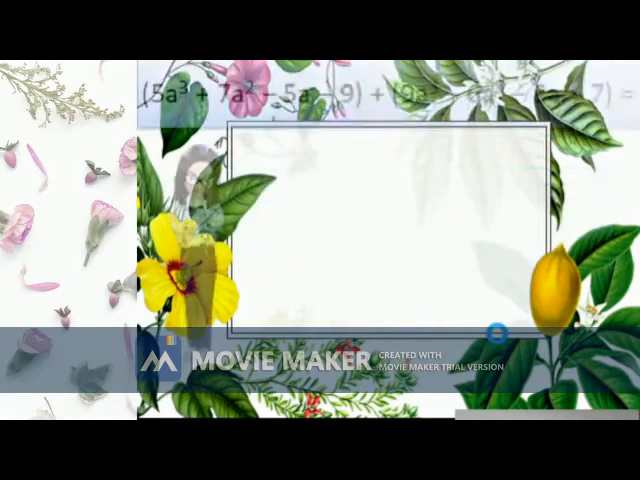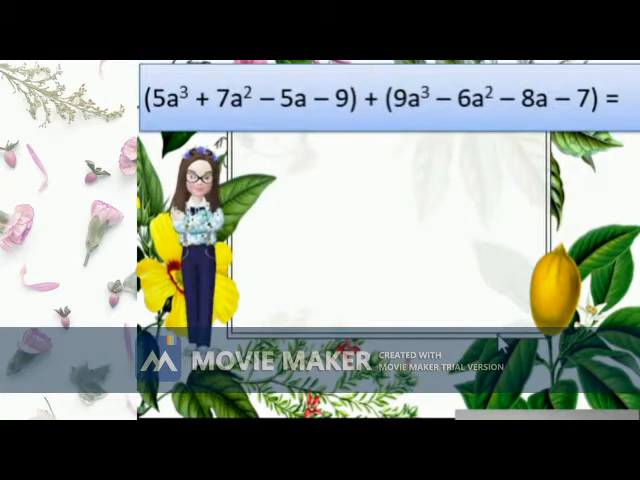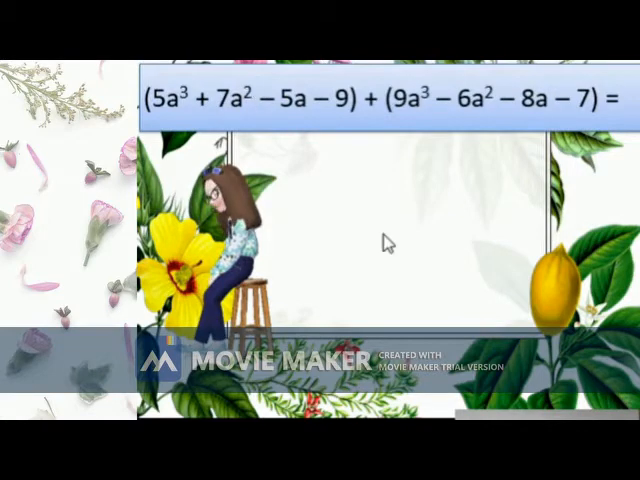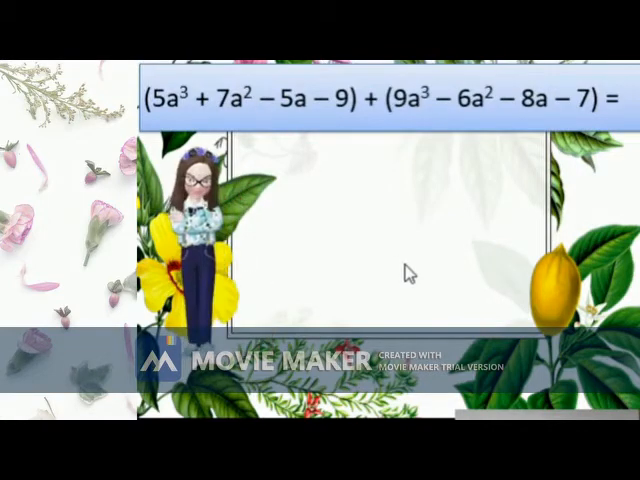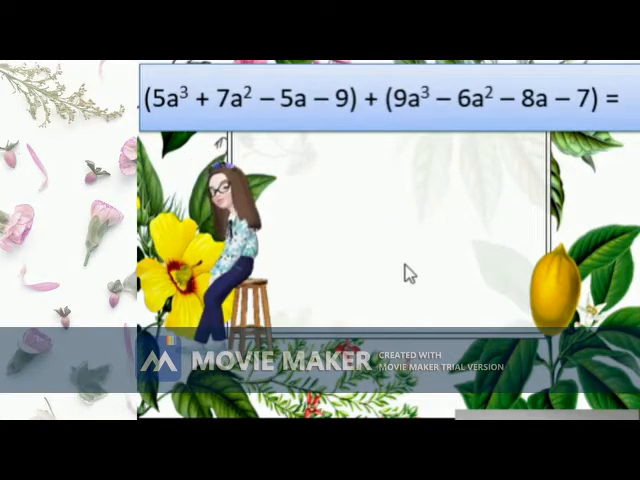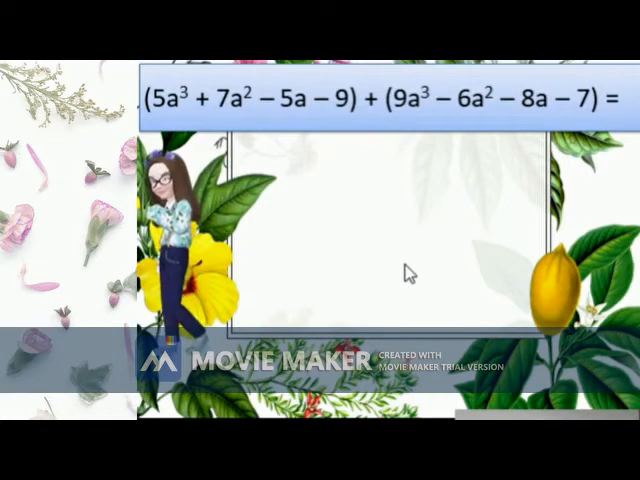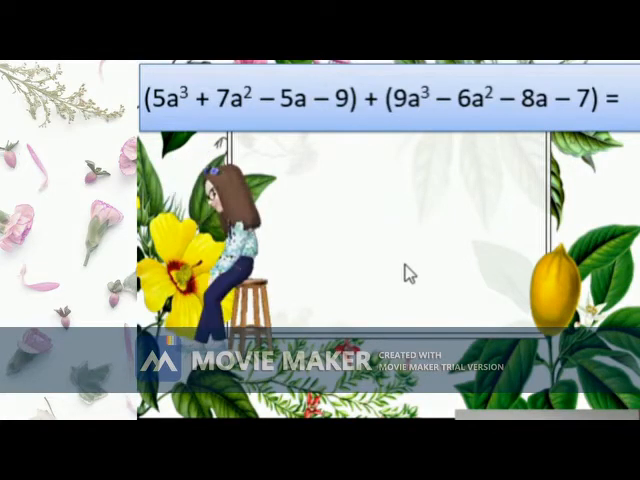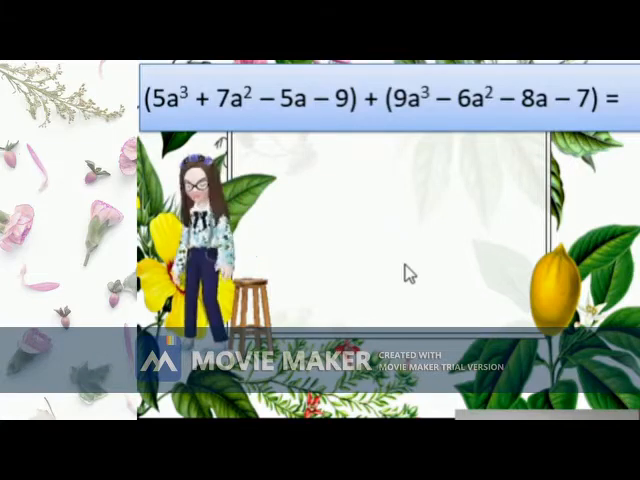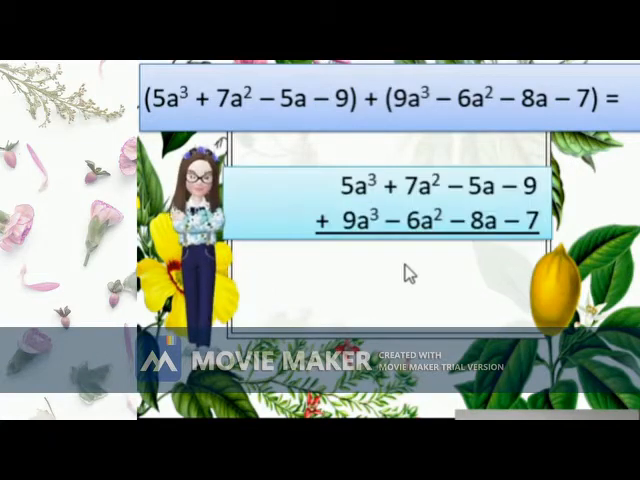Next example. How about if I have now the exponent? Still, you need to copy that exponent. No need to add it, even though it looks like a number. No need to add the exponent together. We will write it again in column, matching their similar terms.